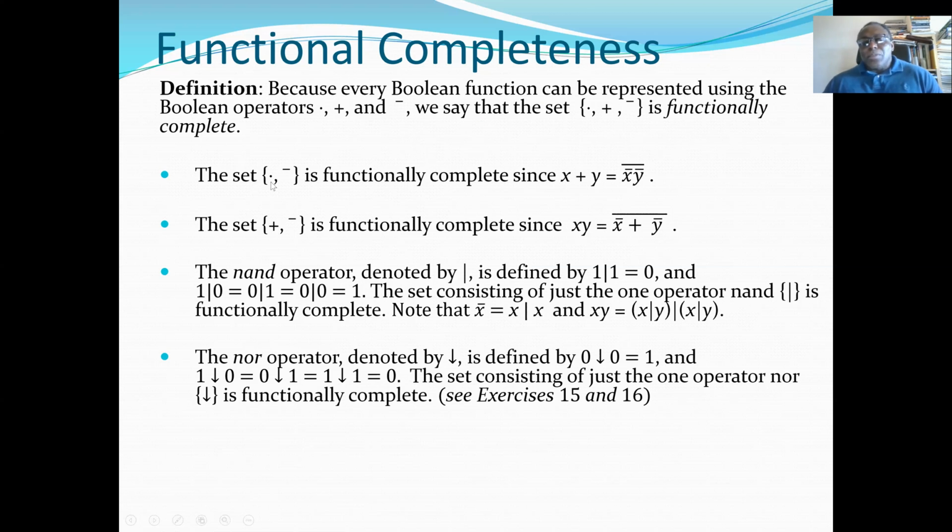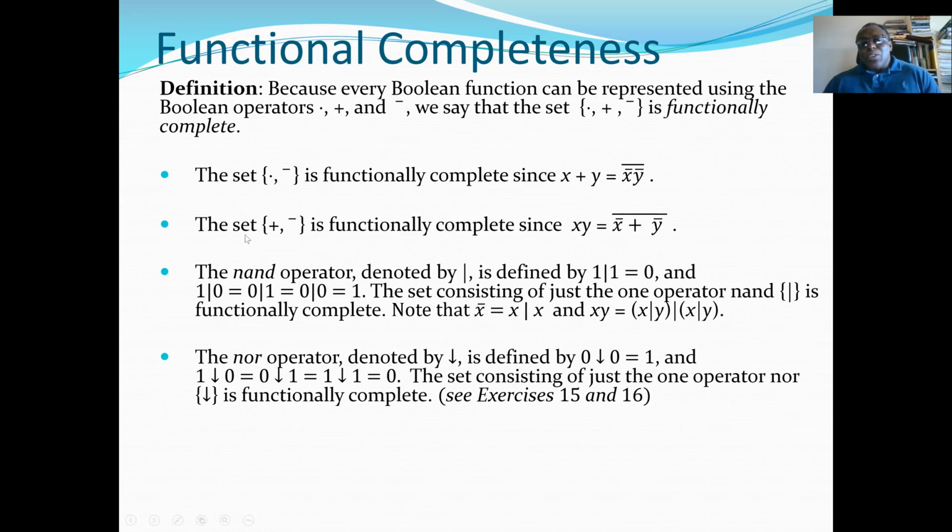So if I have a set, product, and complement, it's functionally complete since x plus y is equal to x invert times y invert, all inverted. And this is using De Morgan's theorem. Now, if I use De Morgan here, what will happen? I'll get x invert and y invert. The product inverted will give me plus. So plus, y invert, and then invert. The two inverts will cancel each other, so we get back to x plus y.